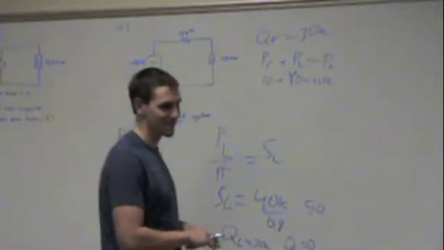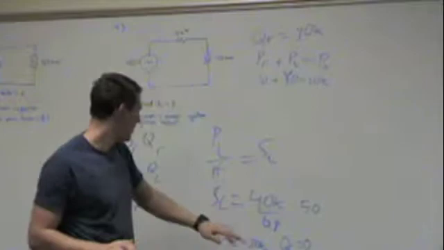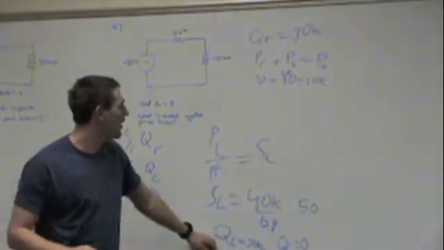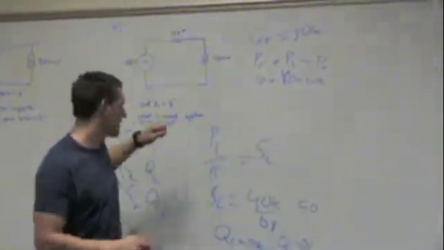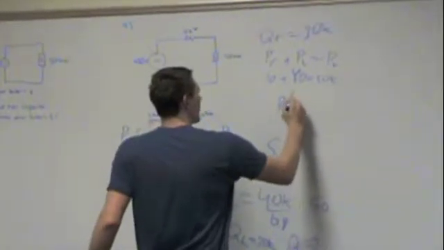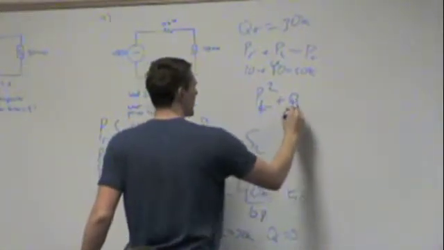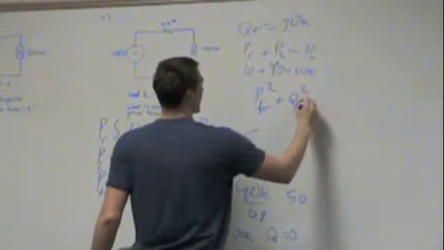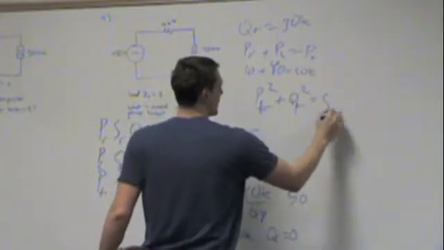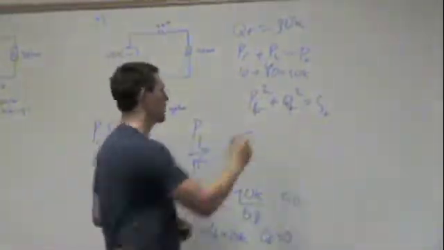Now that we know QL and PL, you know where this is going: the triangle. PT squared plus QT squared equals ST squared.